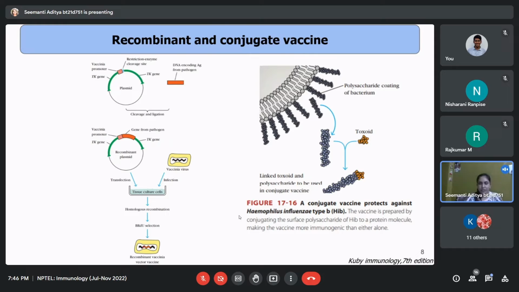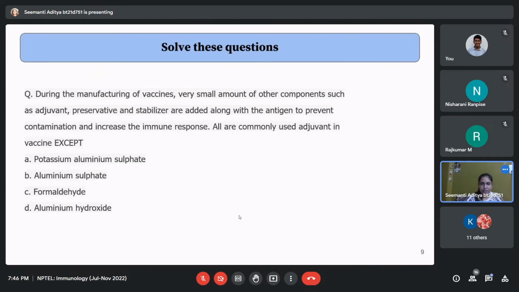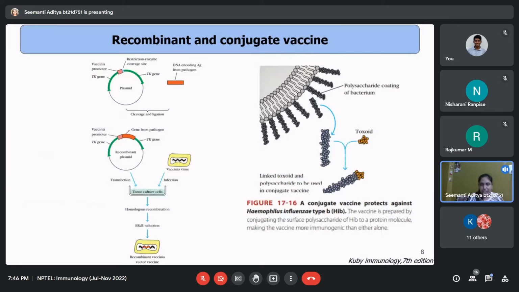Apart from that, we have some vaccines which are the recombinant and conjugate vaccines. What does that mean? There are many categories of vaccines, like the killed vaccines or the attenuated vaccines. Attenuated means weakened, so these are weakened pathogens. Or we can have recombinant vaccine, conjugate vaccine or subunit vaccine.